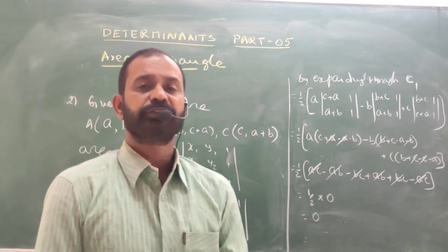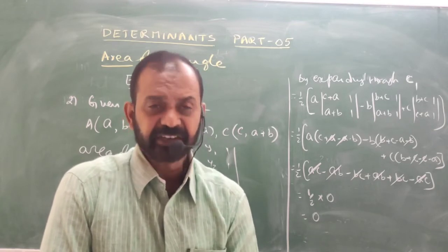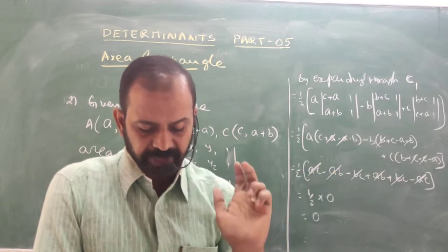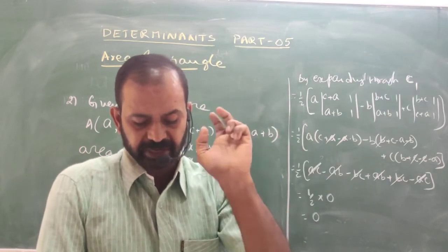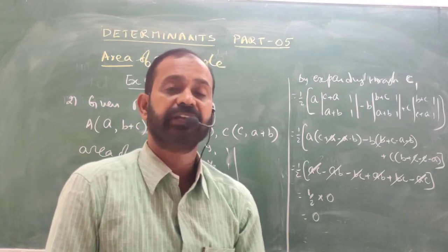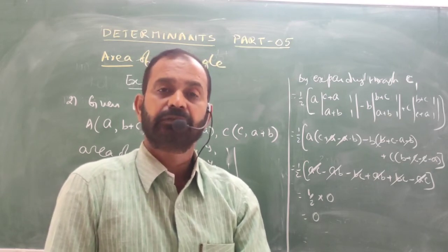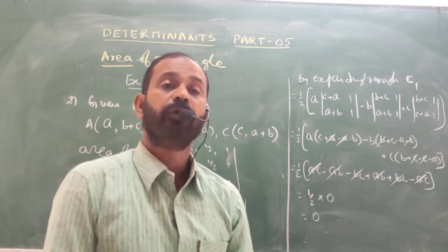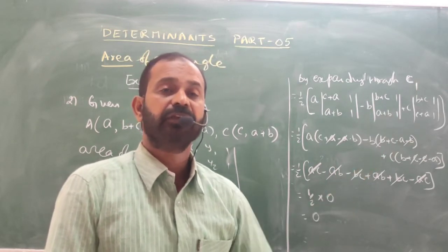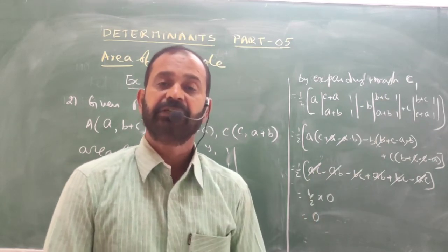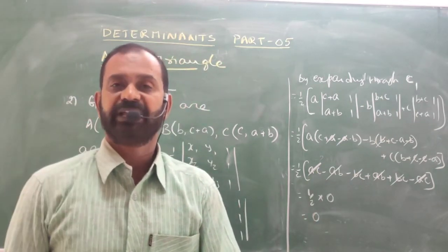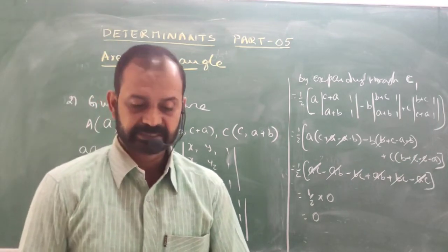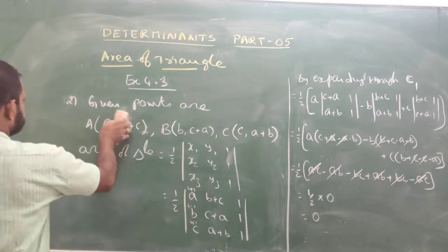Next, proceed to the third one. Find the value of the variable. Find the value of k if the area of the triangle is 4 square units. So when the area is given already, to find the value of any unknown quantity, the second note says that you have to take plus or minus. You have to take the area value as plus or minus. How is it? Let me see.